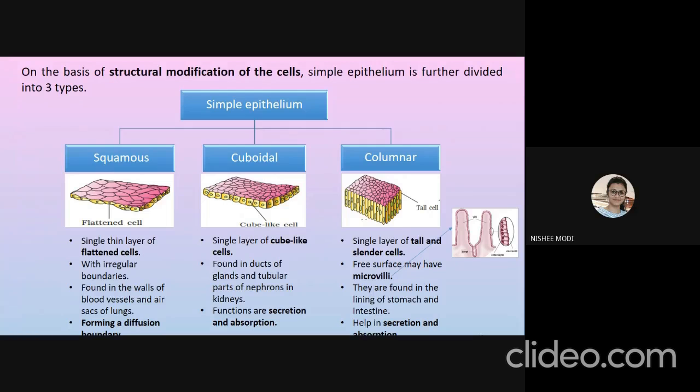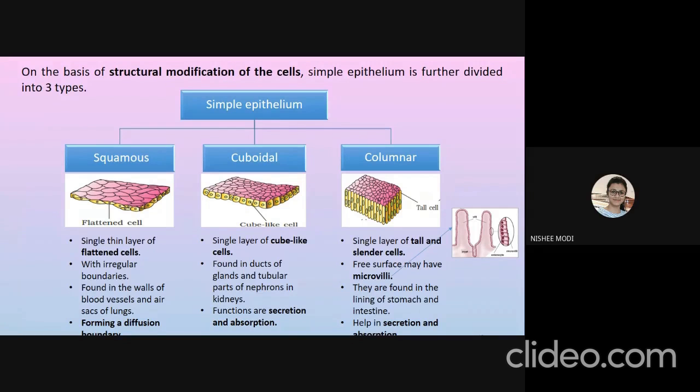Another one is cuboidal. In cuboidal, there is a single layer of cube-like cells, and this kind of simple epithelium is found in the ducts of glands and tubular parts of the nephron in the kidney. The functions of both cuboidal and columnar epithelium are secretion and absorption.